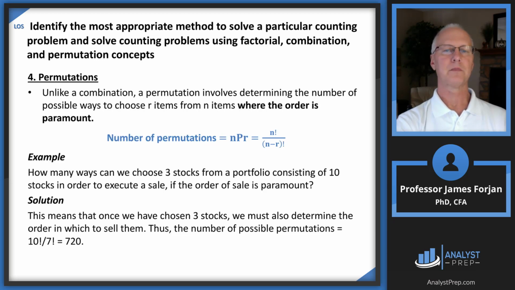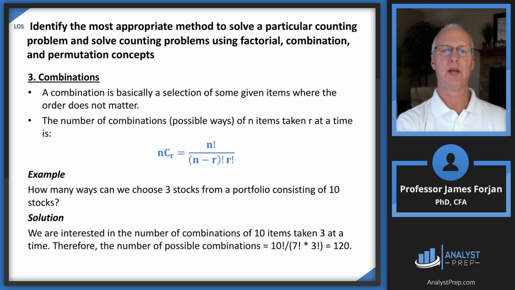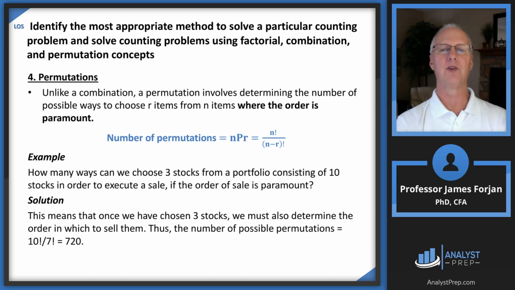120. And then permutations. Here the difference is that combinations means the order doesn't matter, but permutations means that the order does matter. Let's go ahead and take a look at an example. You ready for this one? How many ways can we choose 3 stocks from a portfolio consisting of 10 stocks in order to execute a sale if the order is paramount?